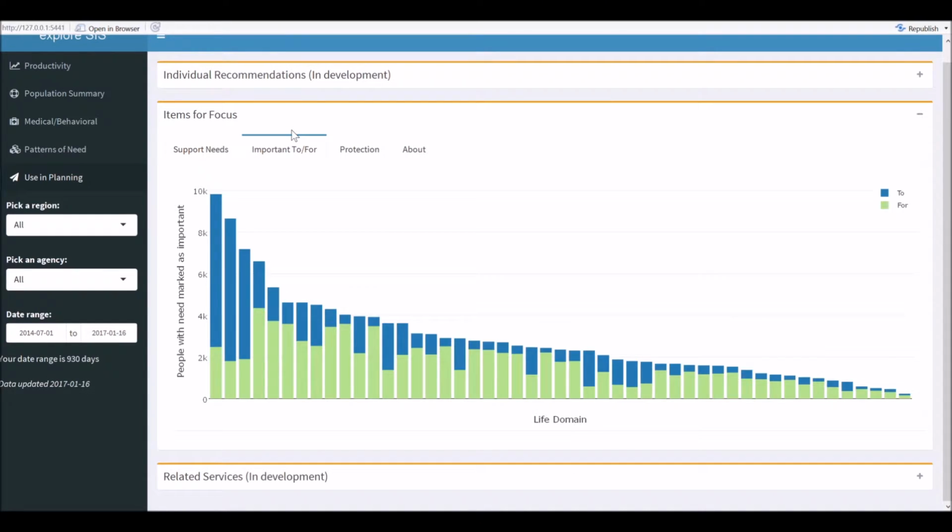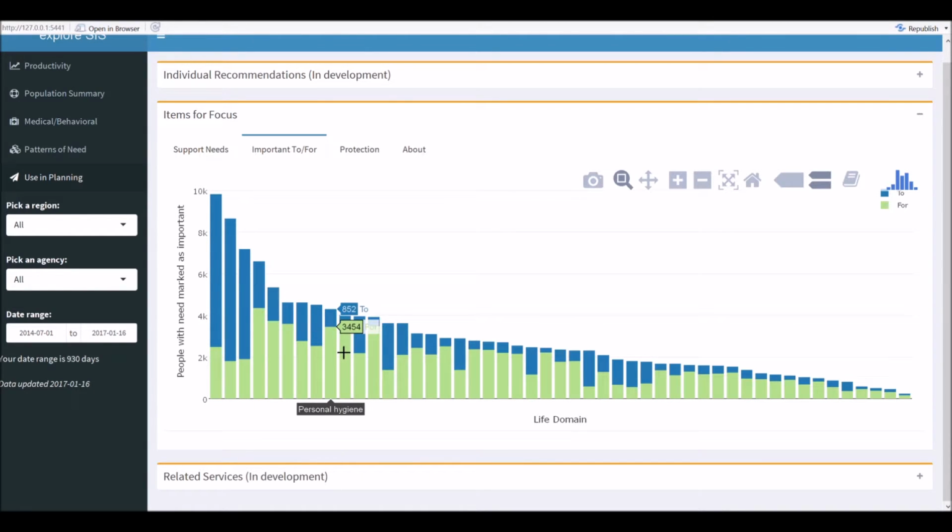This next one lets us look at the number of people who in their assessment had a particular type of need marked as important either to them or for them. So the total up here is just less than 10,000. Recreation is the number one important to or for need. And then, not surprisingly, preferred activities. It's also worth noting that you can get a sense of the comparative ranking of these items. So many more people noted that preferred activities were important to them than people who noted that these were important for them.